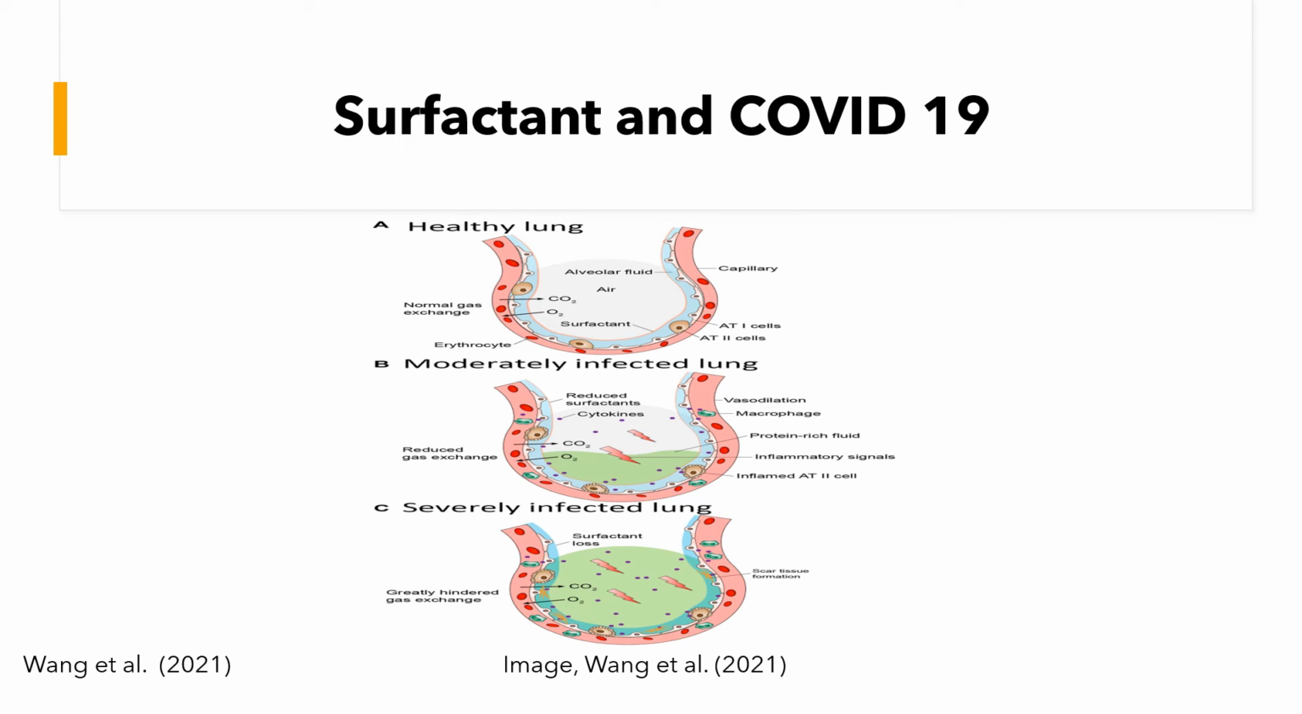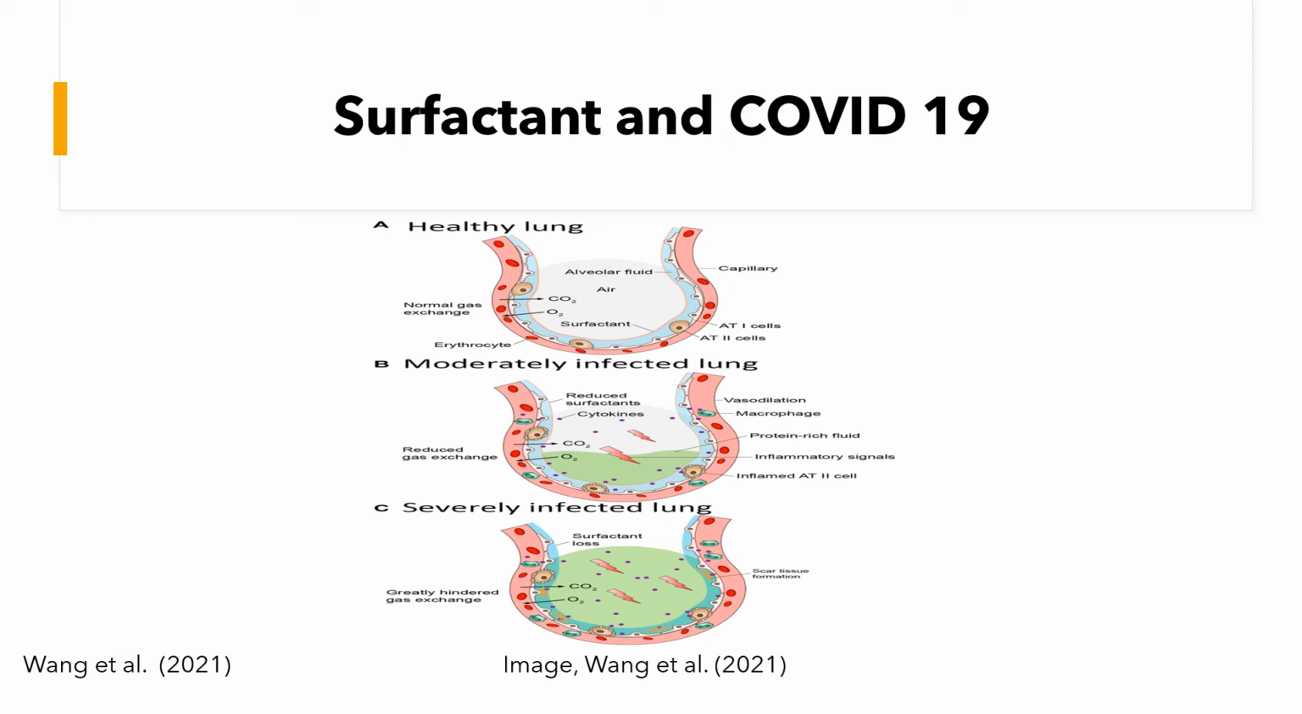So now that we know how surfactant works in a normal process, we're going to discuss what happens to surfactant in a diseased lung, or in a case such as a virus, such as COVID-19, and how it affects the function of surfactant. So this little diagram just kind of shows you what a healthy lung looks like, where you have normal gas exchange, you have the alveolar fluid, the air, the CO2 going in and out, and the surfactant here, and you got the cells at 1 and 2.